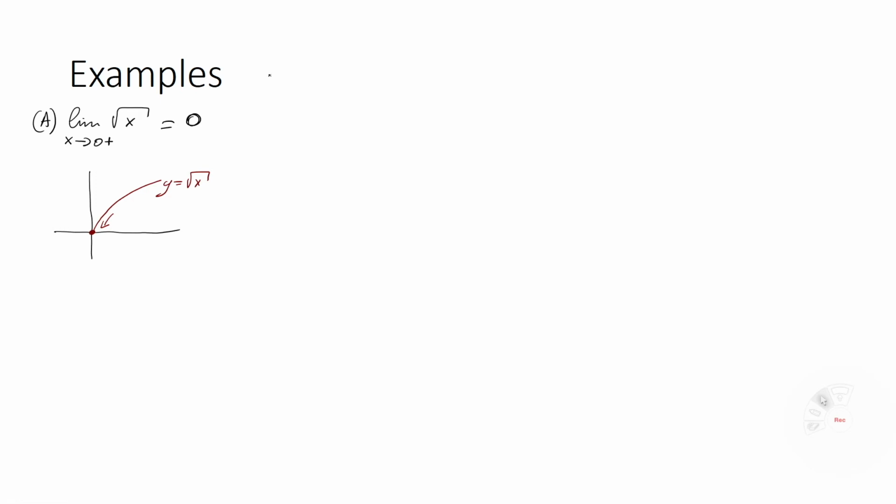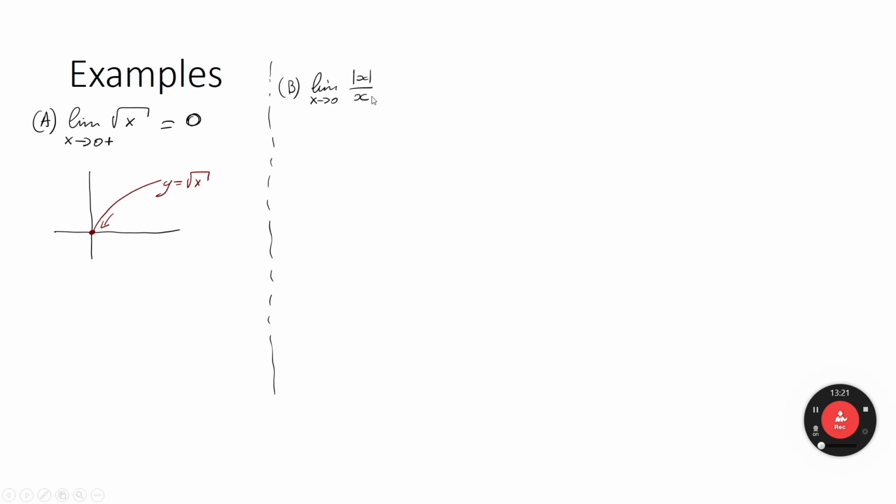The second problem, we're going to look at a slightly different function. So we'll look at the limit of x going to 0 of the function absolute value of x divided by x. So this is again a function that we have to maybe unpack a little bit, make a drawing.